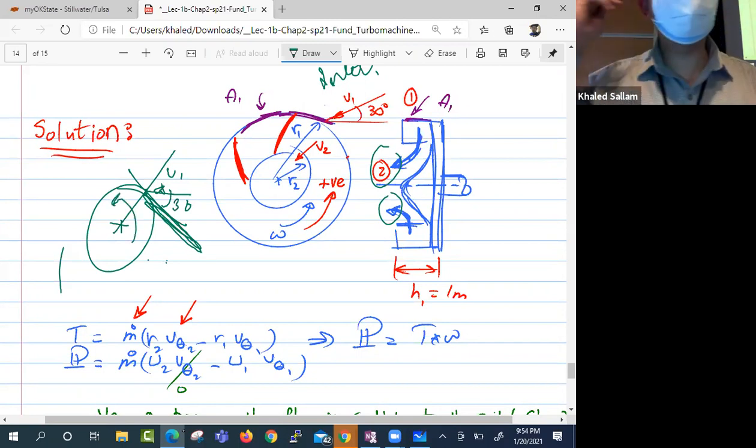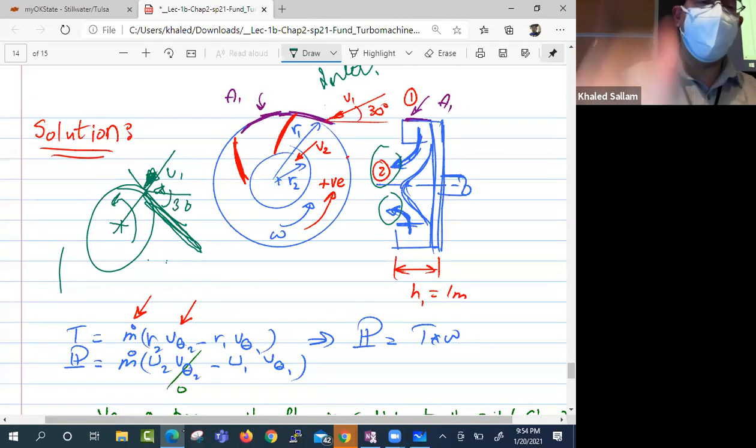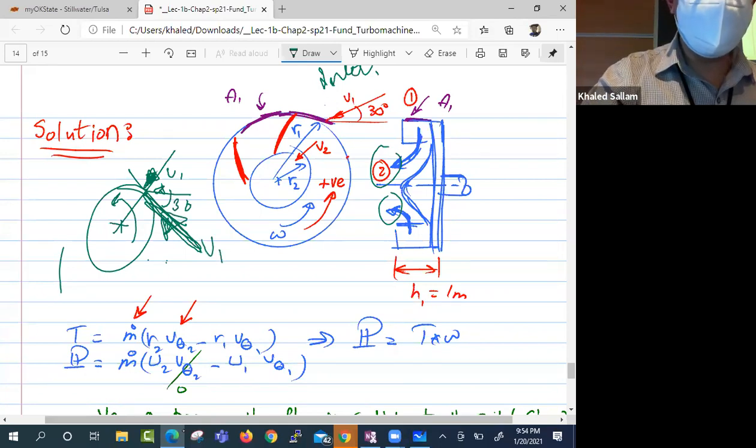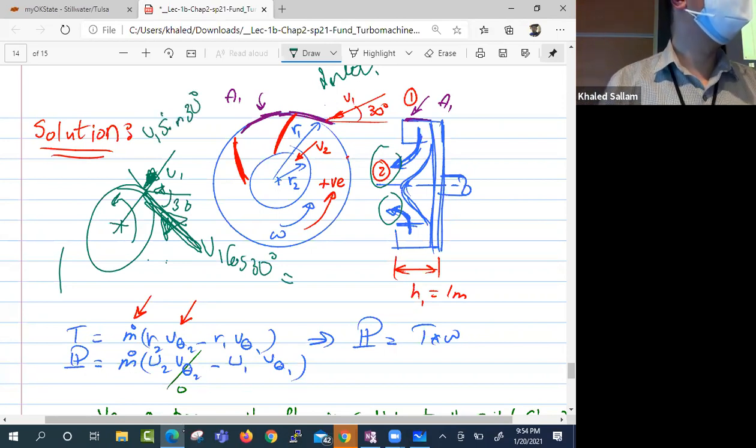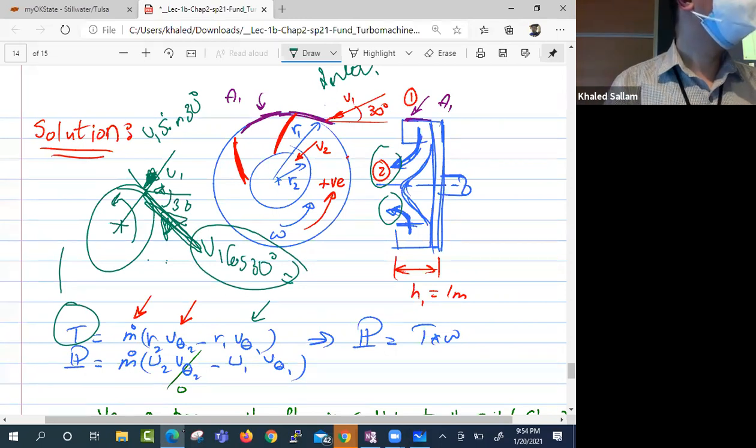Yes, it will. That's actually the only component that will help, because the radial component shooting down into the center will not really help. So V1 cosine 30 degrees, that is the tangential component. And V1 sine 30 degrees, this one is the radial component. So when it comes to that equation, torque is m dot multiplied by v theta 2 minus v theta 1. What is v theta 1? It's V1 cosine 30. Make sense?